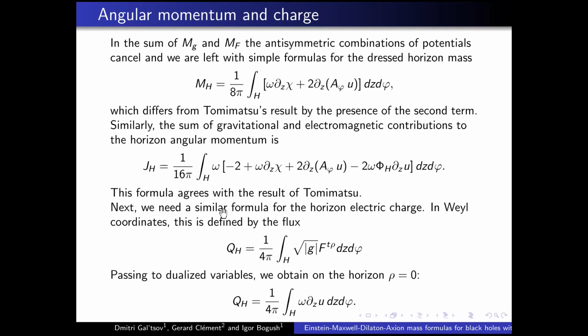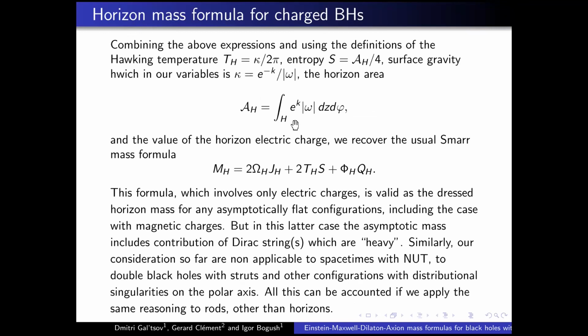We will see later. Dirac string. Okay, so after we add the same definition of electric charge and the area of the horizon in Weyl coordinate Z, finally we obtain this formula. And this formula is valid also in presence of magnetic charges, but up to contribution of the bulk, which in that case doesn't reduce the contribution of horizon, because there is a Dirac string, and Dirac string is another object.